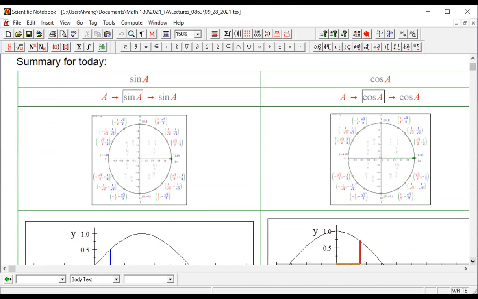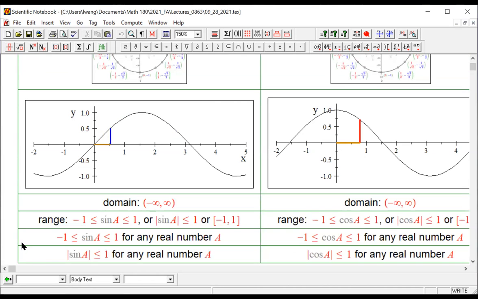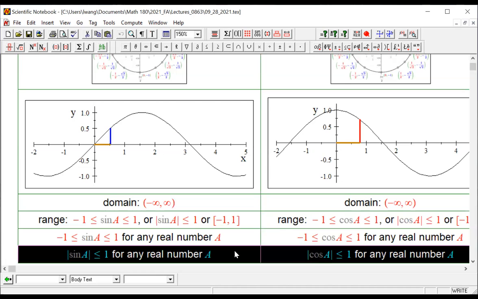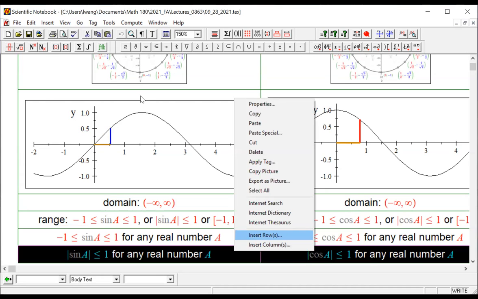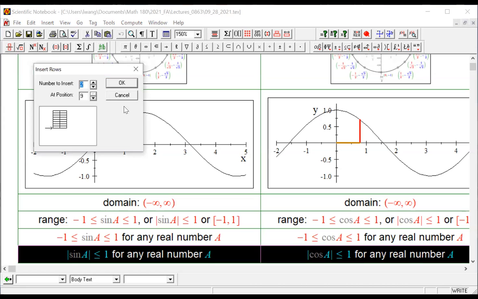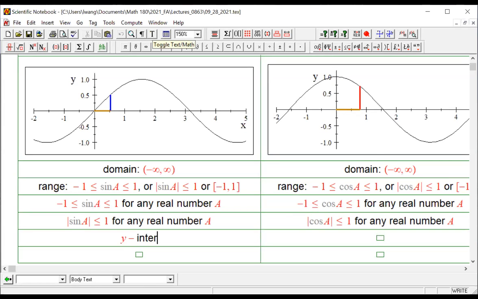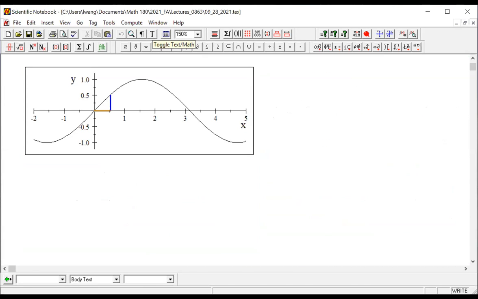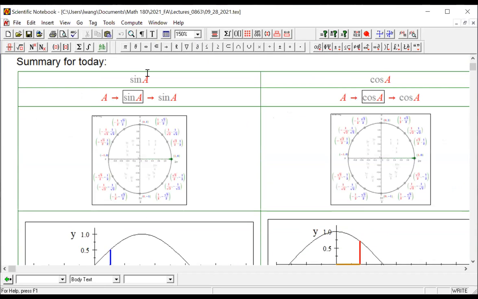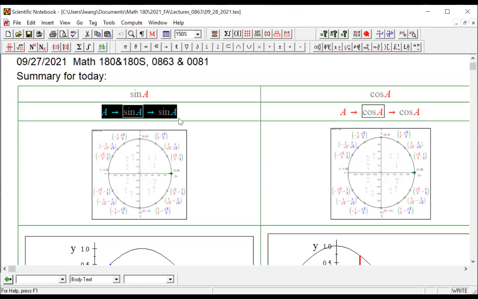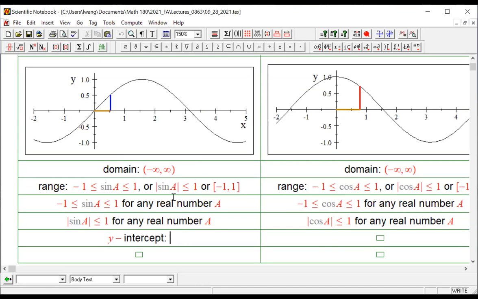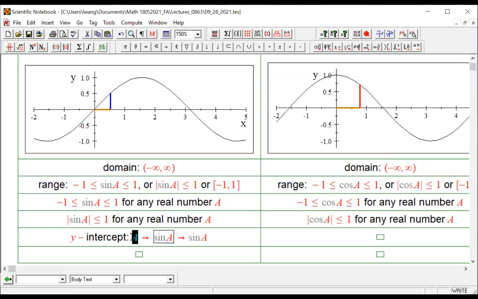When we talk about x-intercept, y-intercept, what is x-intercept? What's y-intercept in terms of input and output? For example, y-intercept. What is y-intercept in our current situation? Y-intercept refers to when the input is 0, right? When input is 0, what will be the output?